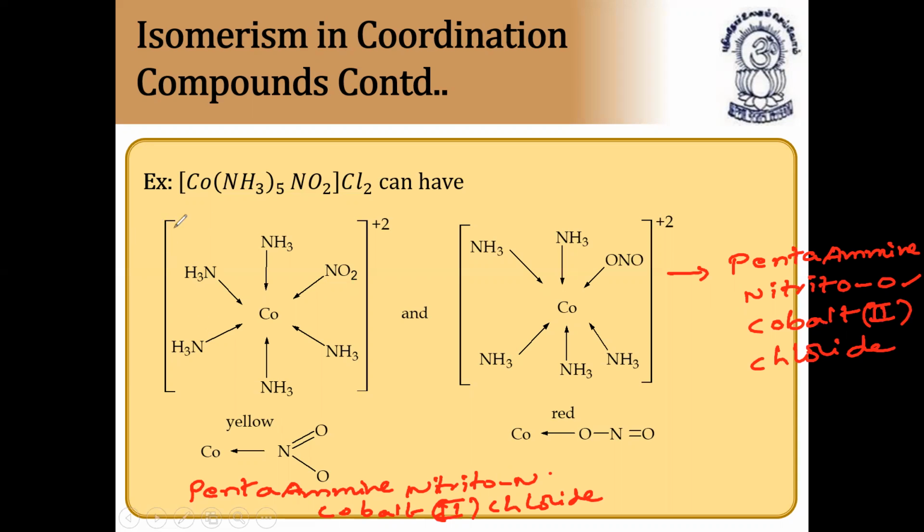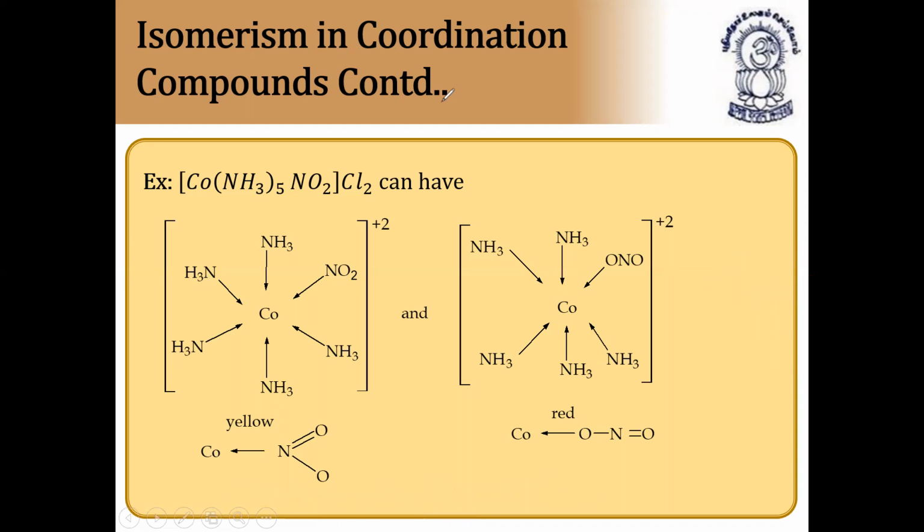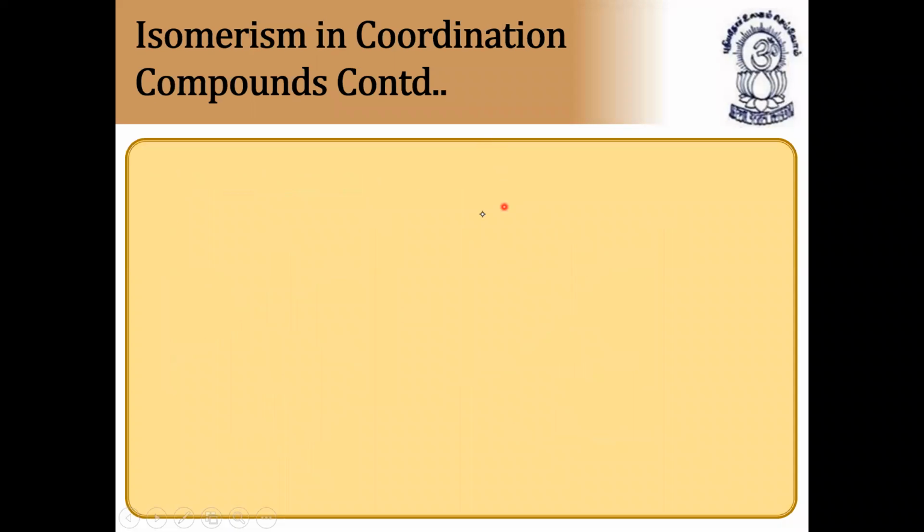This is clear, very, very important. So please note down in your classwork. Next, continuation. So we have done three isomers: solvent isomerism, linkage isomerism, and ionization isomerism.